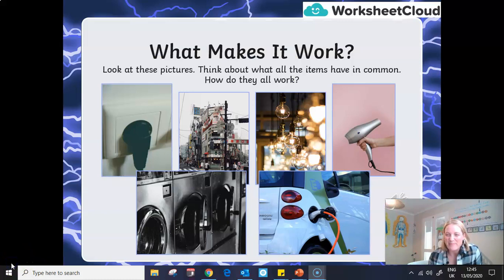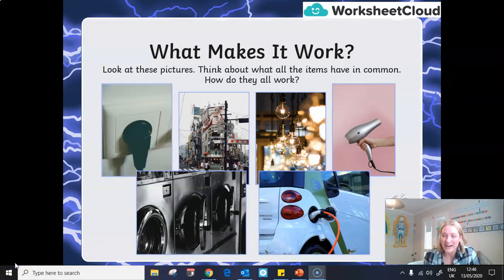Okay, so rather than me just telling you what we're going to be looking at today, I thought I'd see if you could figure it out. Have a look at the pictures on the screen in front of you and think about what makes each item work. And what is that thing? Because they all have it in common. So maybe you wish to pause your video now and have a very close look. Don't be fooled by this one here. Look very closely and see if you can tell me what they all have in common.